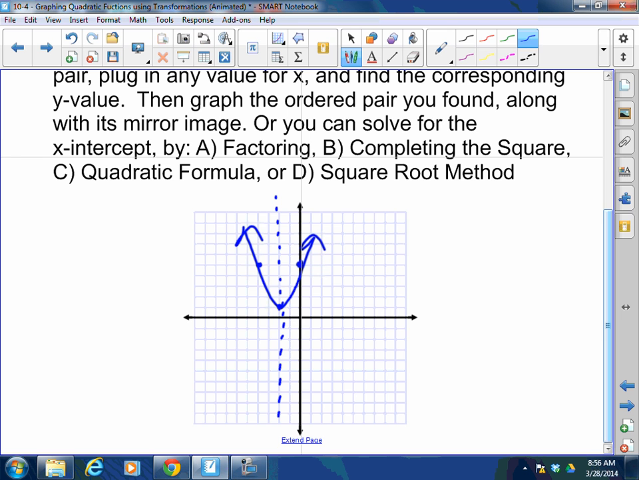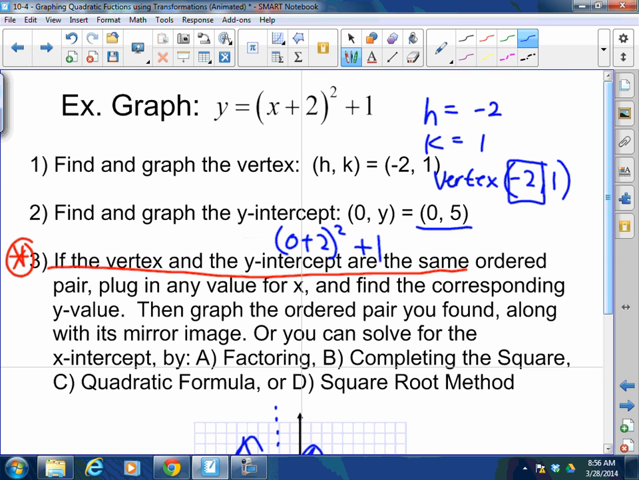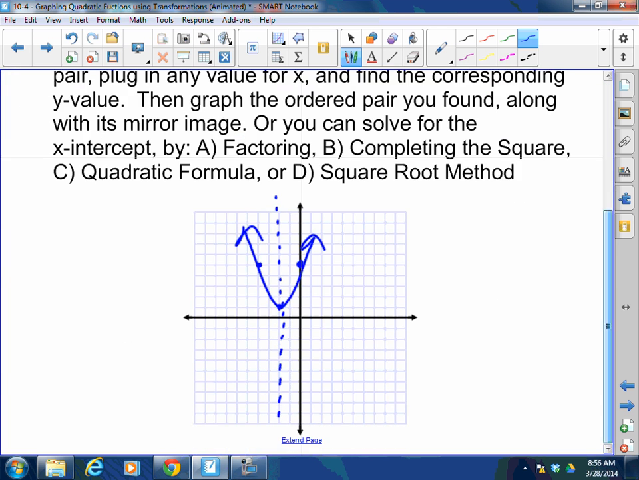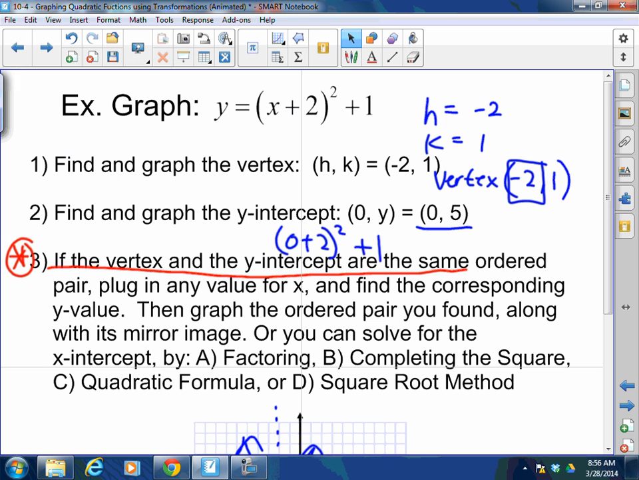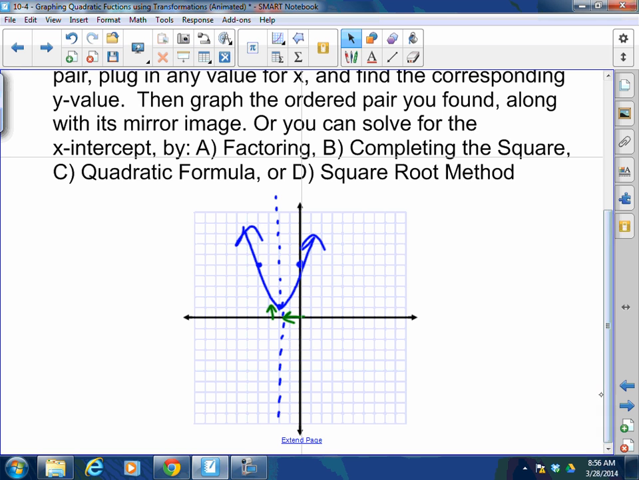And what happened here? The parent graph was shifted 2 to the left and up 1. And when you look at this, that makes sense, doesn't it? It was shifted 2 to the left and up 1. Does that make sense? You could have used the parent function, but that would have been a waste of time. Then what you would have had to do is graph y equals x squared, then shift it to the left 2 and up 1. You mean to tell me that that's harder than saying negative 2, 1? Here's my axis. Here's my y-intercept, mirror image. I'm done.